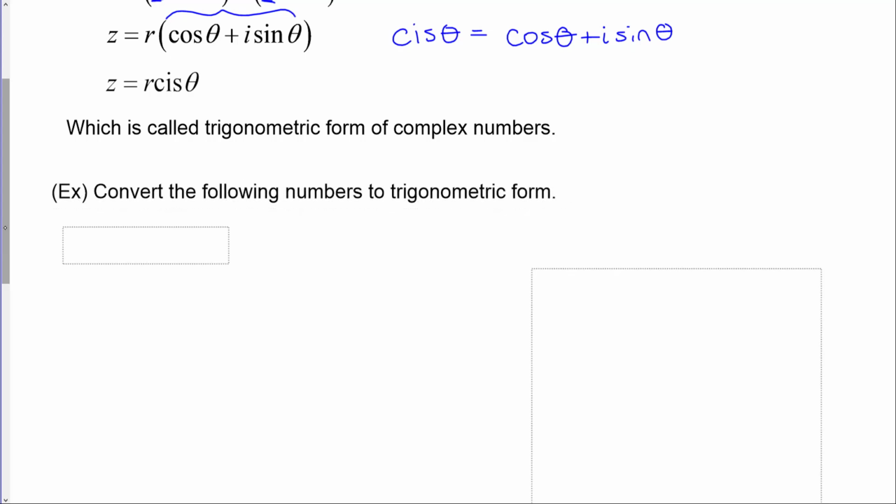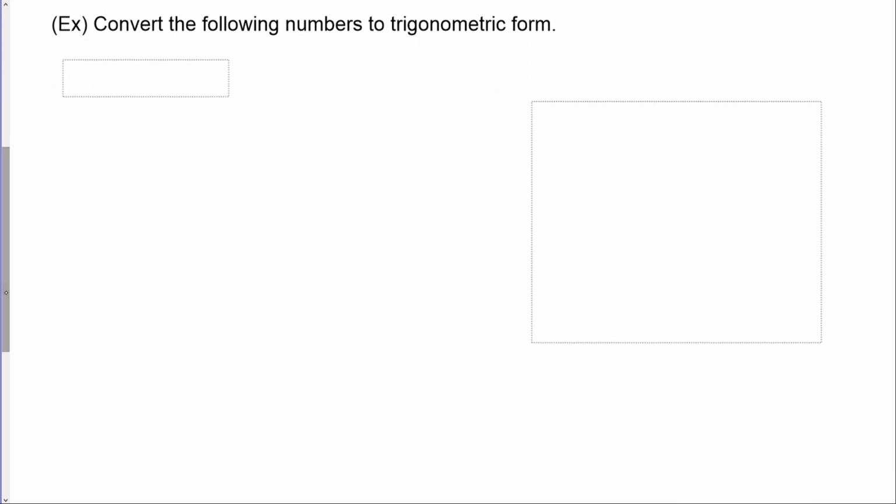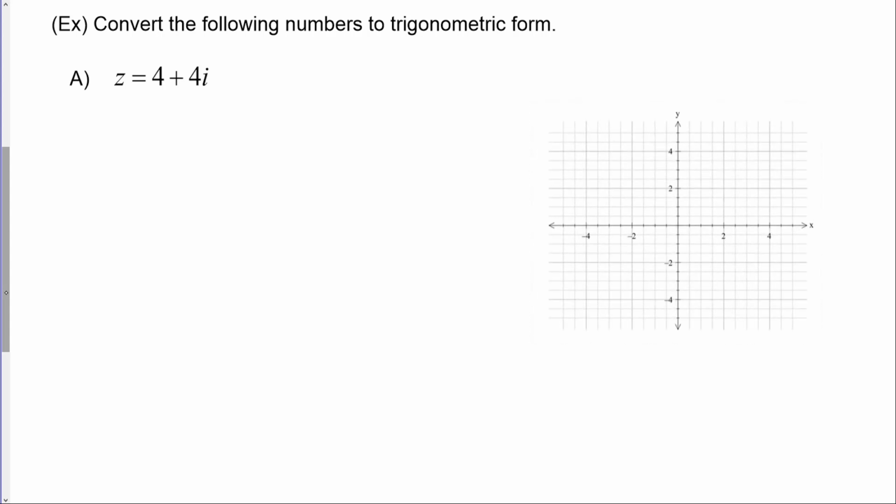So let's convert the following numbers to trigonometric form. Starting with z equals 4 plus 4i. And I'm going to also plot it so we can get an idea of what's happening here. So 4 plus 4i. So that's 4 in the real direction and 4 in the imaginary direction. So my point is right here. This is my value z, 4 plus 4i.